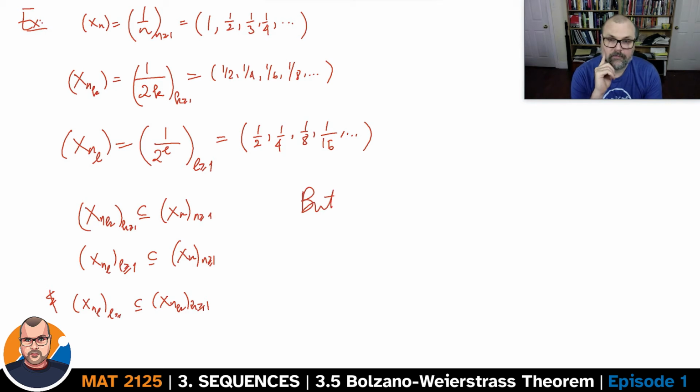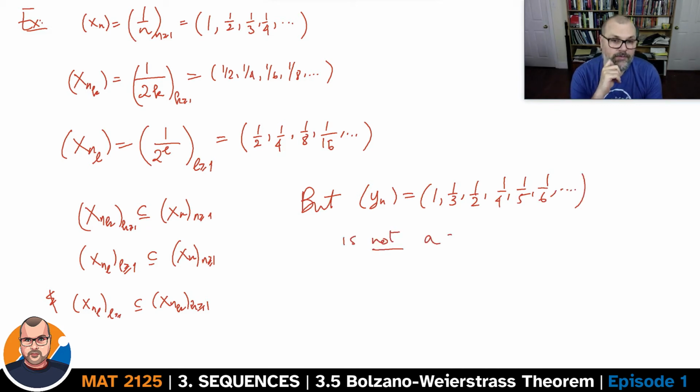But this sequence here, which I'm going to denote by y_n, 1, 1/3, 1 over 2, 1 over 4, 1 over 5, 1 over 6, and so forth, is not a subsequence of x_n.